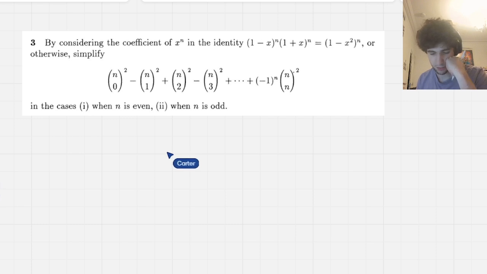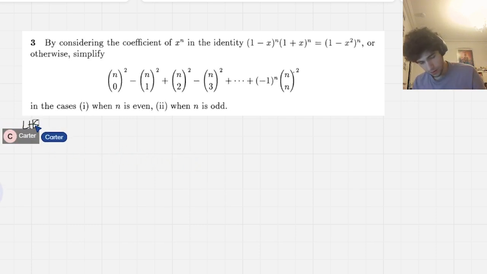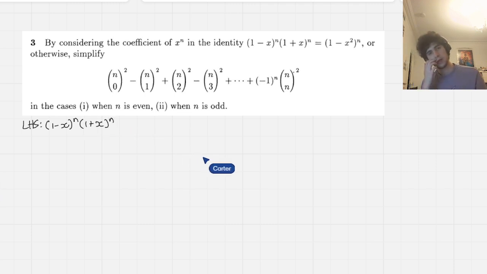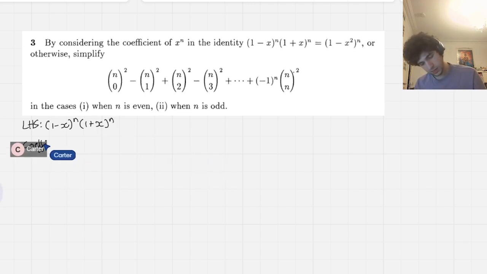So we have 1 minus x. So on the left-hand side, we have 1 minus x to the power of n times 1 plus x to the power of n, right? So what's the coefficient of x to the n? That's what they've asked us to consider. So let's think about that. Coefficient of x to the n.